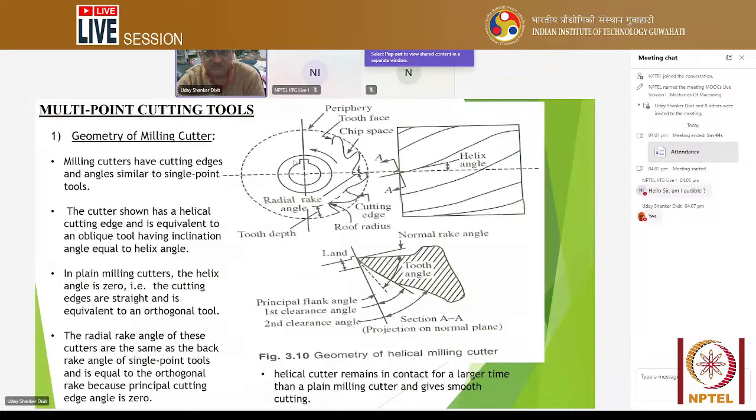Then multi-point cutting tools, which means we can have a milling cutter. Here the teeth are put in helix form so that all of a sudden there is not much load on one tooth and there is a smooth engagement and disengagement. That's why it is given helical form. Helix angle can be 0 also in some cases, but here it is given like that.